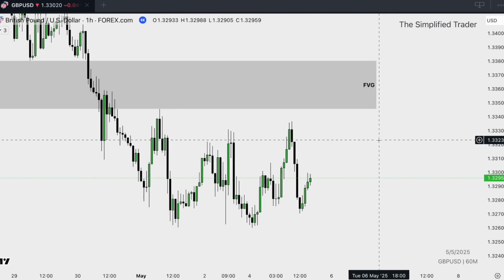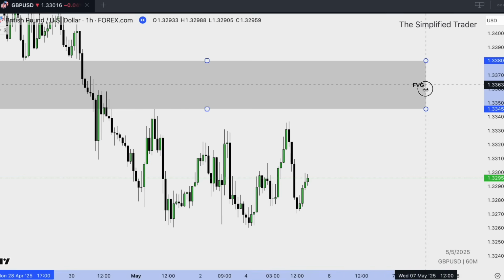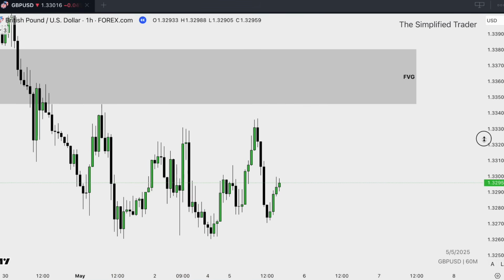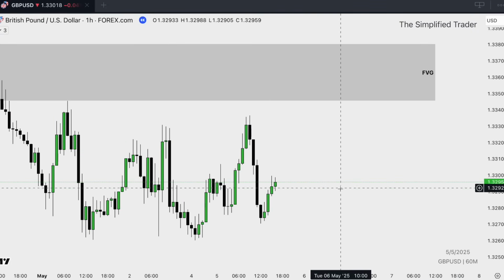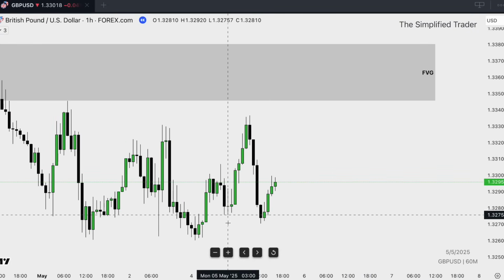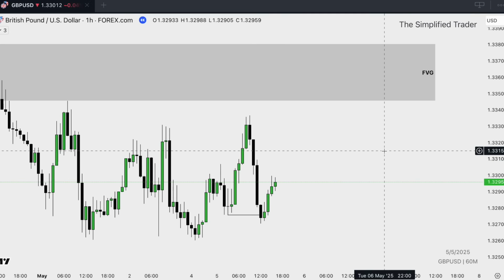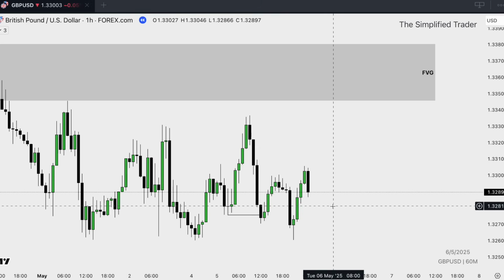Here on this 1 hour time frame, here we have that daily fair value gap that I was busy looking at for a potential target. And what do we see? We see that we do have a sweep of a swing low, and I was waiting for the lower time frame, this 1 hour, to align with my higher time frame.